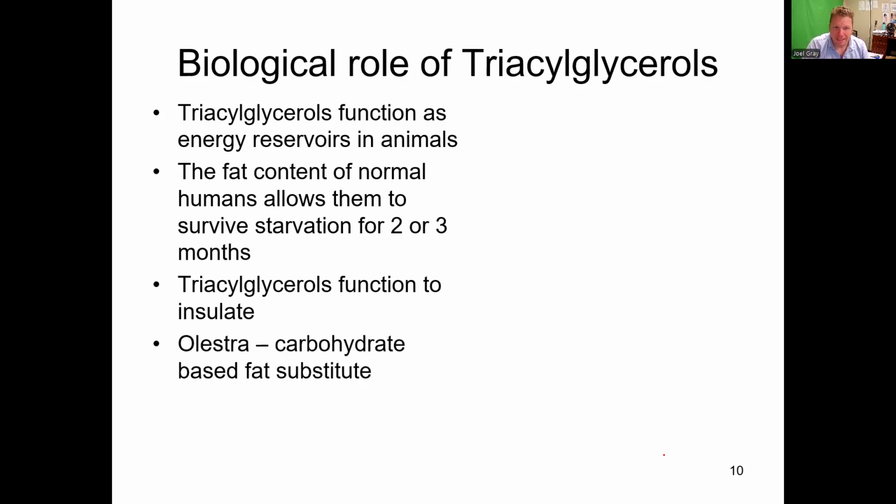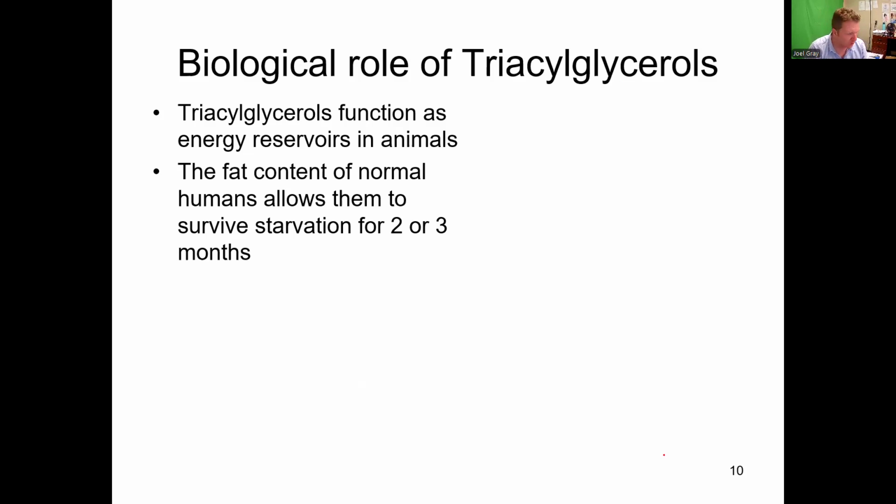Triacylglycerols function to insulate, and that's what's going to keep bodies warm. Just anecdotally, there's a guy whose story I've seen online a handful of times.